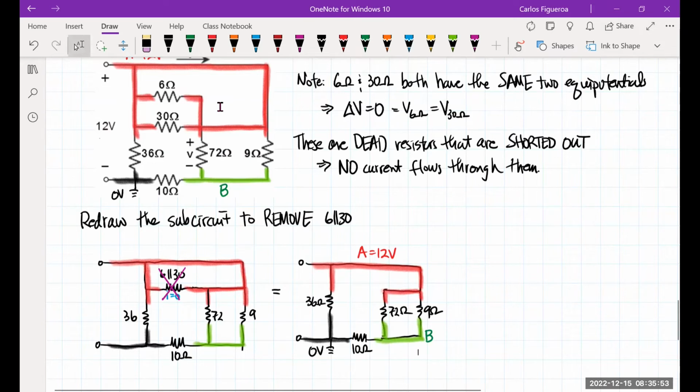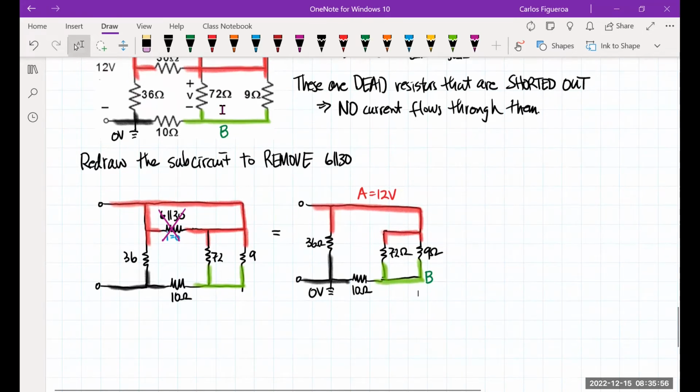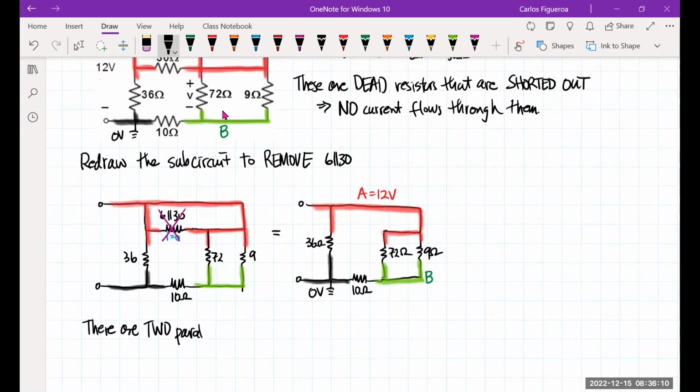Now, note that this is 2 parallel branches. So the final circuit here has 2 parallel branches. One is the 36 ohm. The other one, as you could see here, is the 72 and 9 in parallel. And if I start to look at the current here, you could see that the current is coming in here. And this is where we want the voltage.